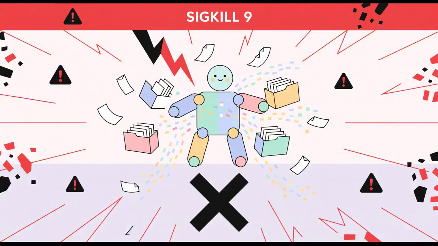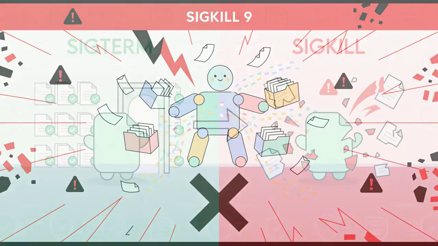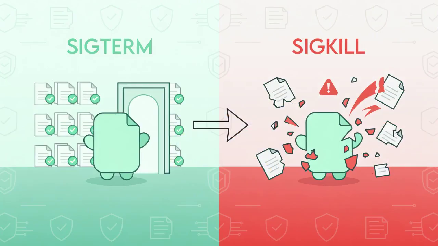The process cannot catch, block, or ignore it. No cleanup happens. Open files may corrupt, transactions may break, and data can be lost. Always prefer SIGTERM. It gives the process a chance to shut down cleanly, preserving data integrity and system stability. Reserve SIGKILL as a last resort for processes that are unresponsive. It is a forced kill with no opportunity for graceful recovery.